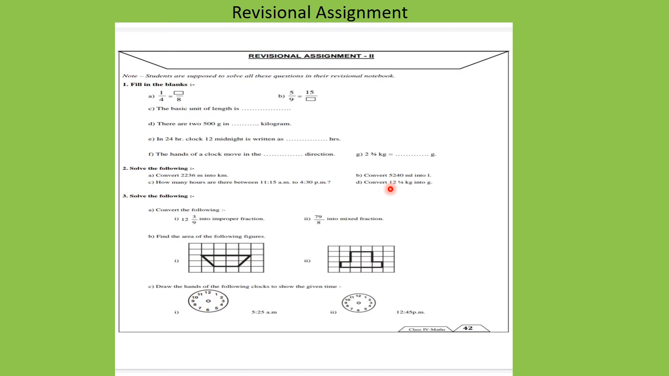And what is 1/4 kg? 1/4 kg is nothing but 250 gram. So we have 12,250 grams. Take care of these steps here also.